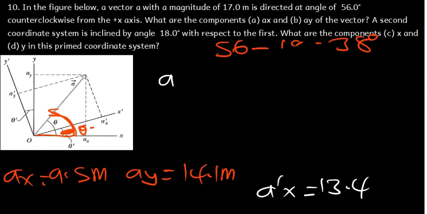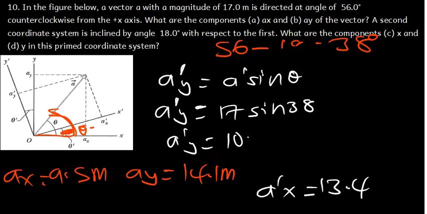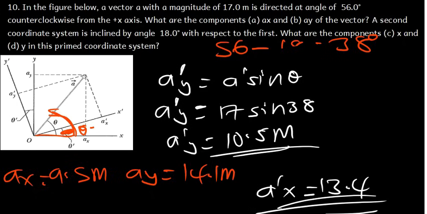A prime y is going to be A prime sine theta. A in this case is 17, sine 38. So A prime y is going to be 17 sine 38, which is 10.46, the same as 10.5 meters. So these are the x and y components. These are the answers for this question.